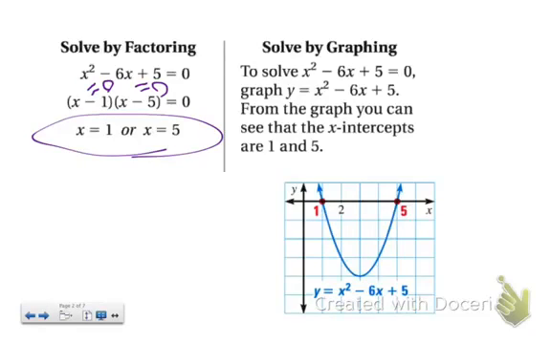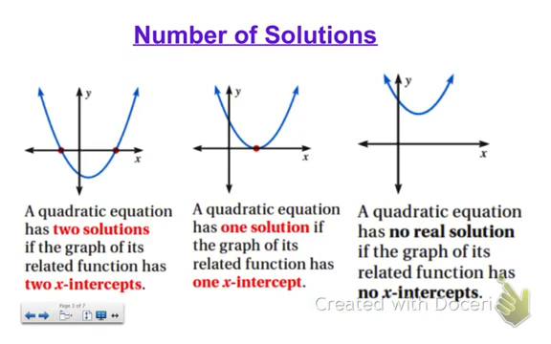So now another way of solving is to graph and look for where the function crosses the x-axis. So if we graphed x squared minus 6x plus 5, we're just looking for the x-intercepts. And when you graph it, you can see that it crosses the x-axis at positive 1 and positive 5. So it's just a different way of solving.